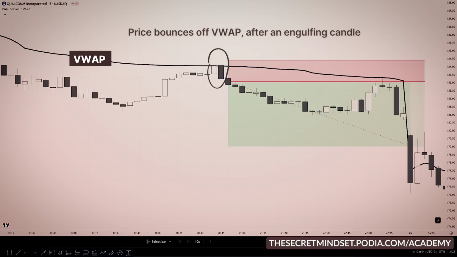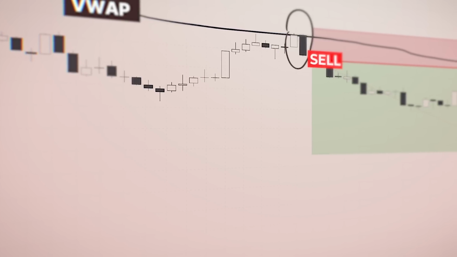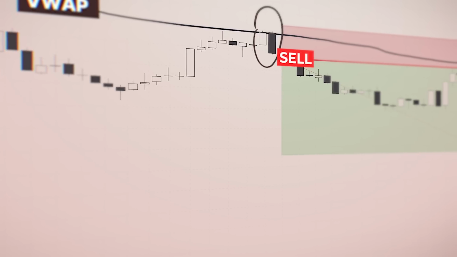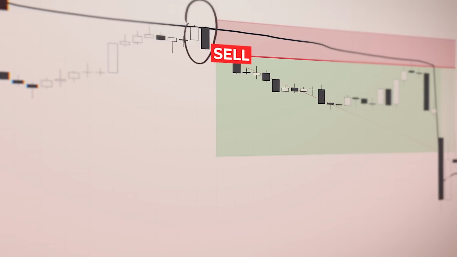This is your key signal. After the engulfing candle forms, look for price to move away from VWAP in the direction indicated by the engulfing candle. Once you have confirmation of the bounce, you simply enter in the direction of the engulfing candle. Place your stop just beyond the opposite side of the engulfing candle. You might set your first target at the next significant level.